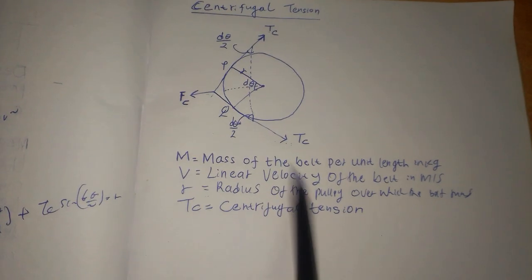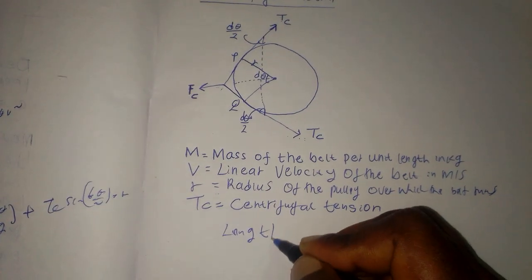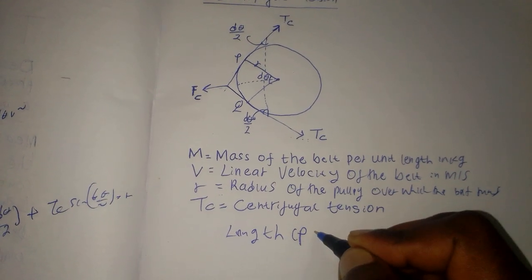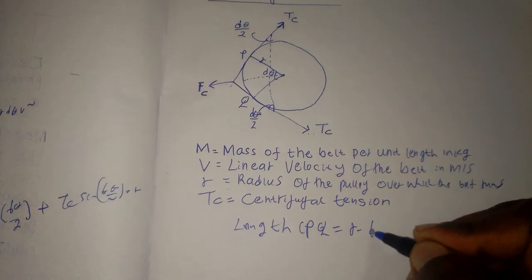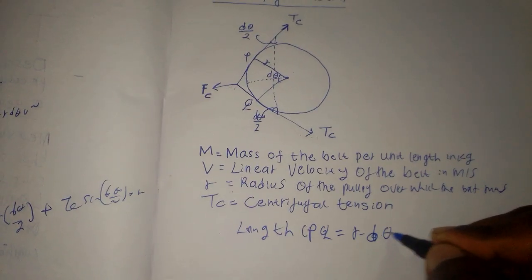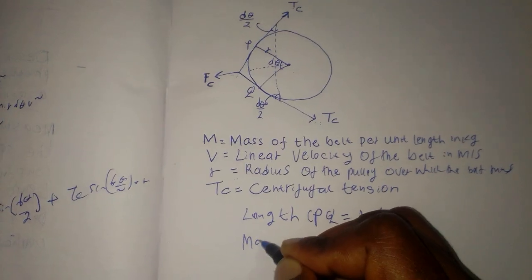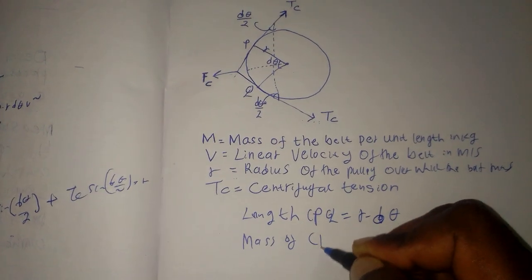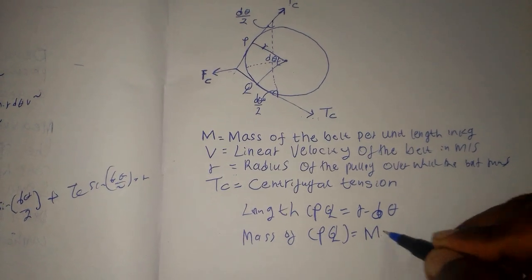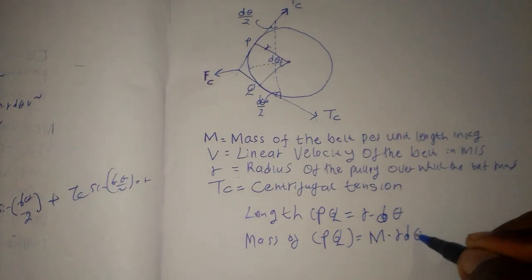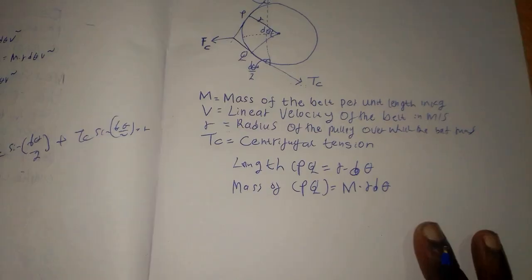Now, considering a small portion PQ, the length of the portion PQ is going to be r times d theta. Then the mass of PQ is going to be m times r d theta. Now that is the mass of that portion PQ.